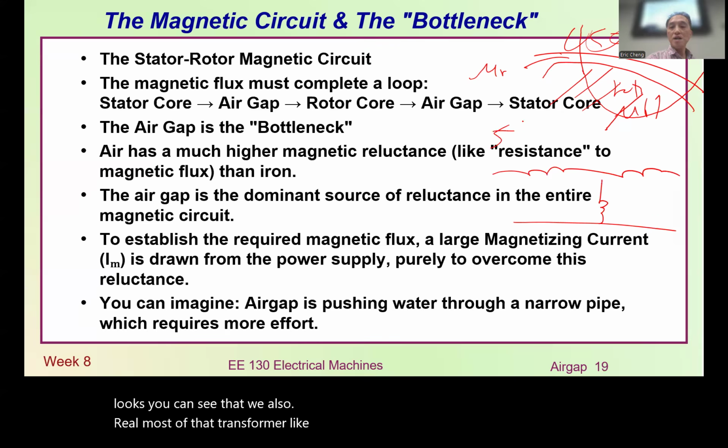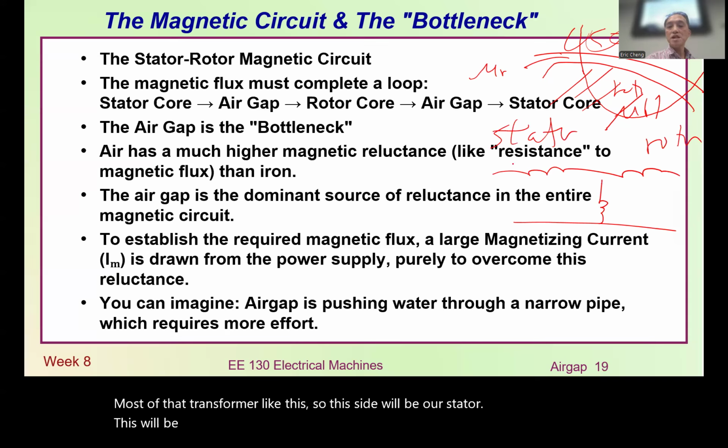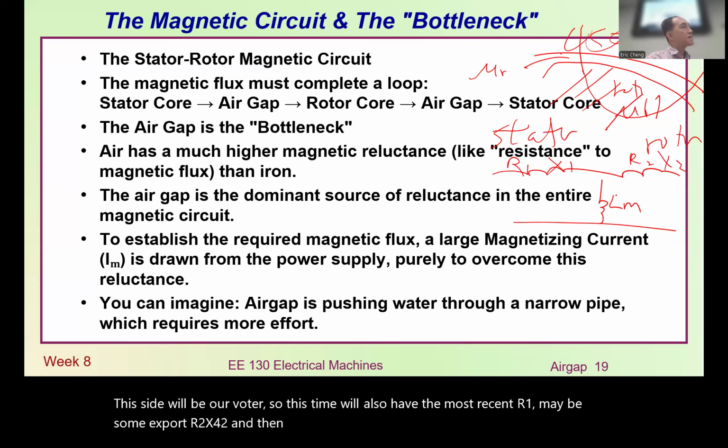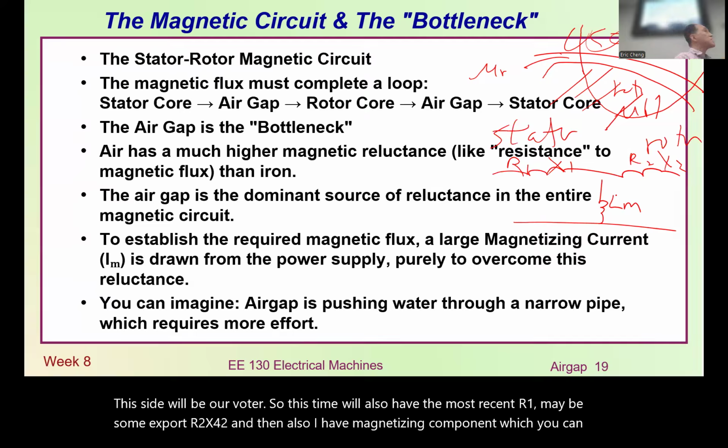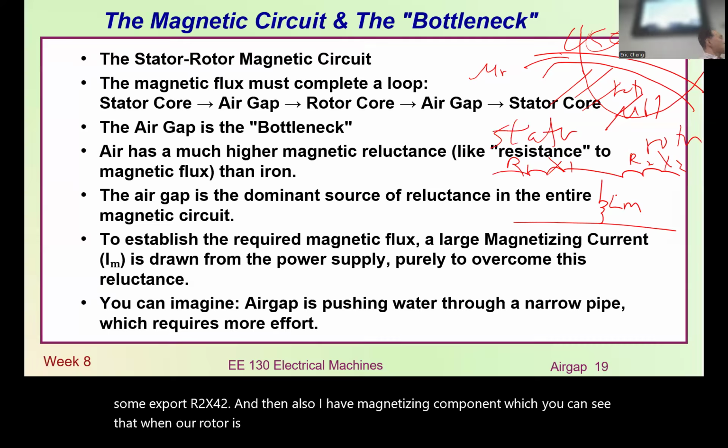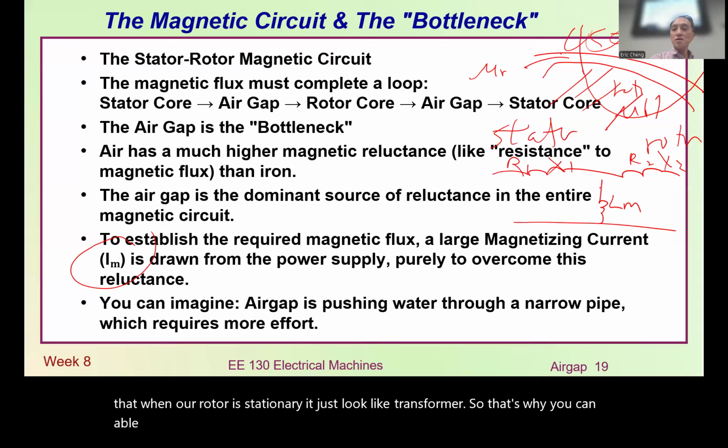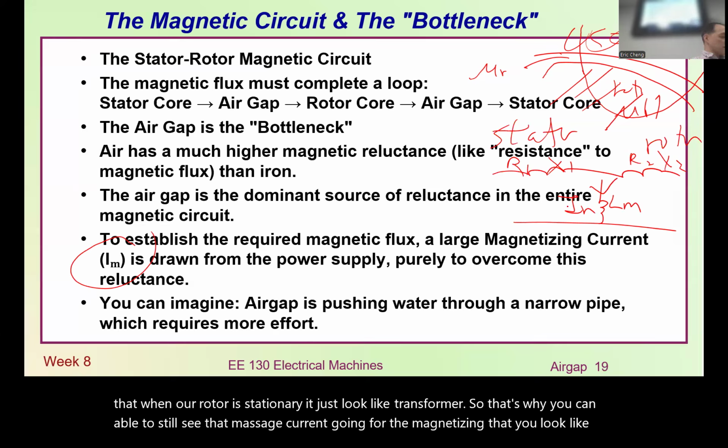This side will be our stator. This side will be our rotor. This side will also have the motor with R1, maybe some X1, R2, X2, and then also a magnetizing component, which you can see, when our motor is stationary, looks just like a transformer. So that's why you are still able to see the magnetizing current going through the magnetizing inductor. It looks like how the current flows through them anyway.